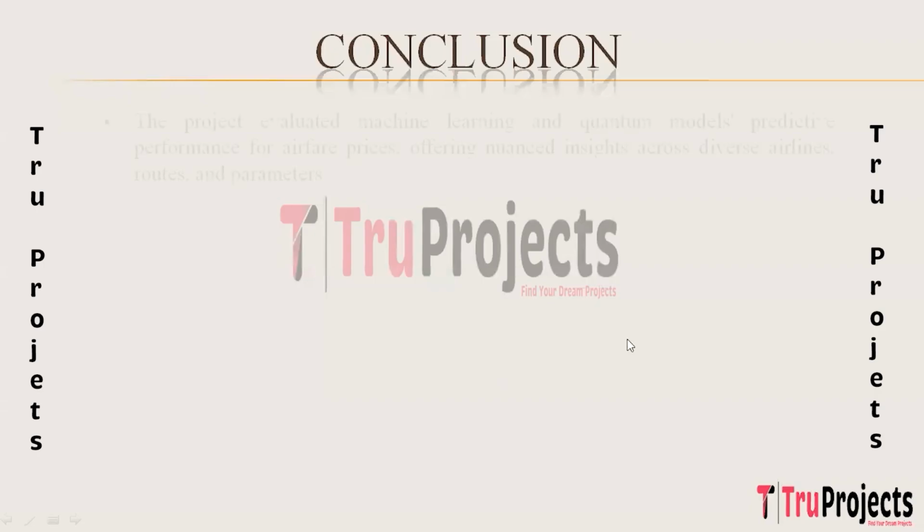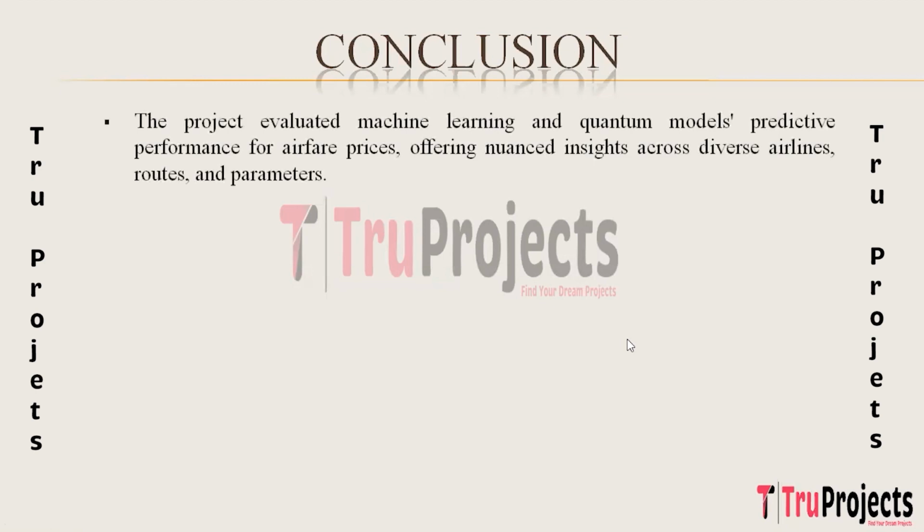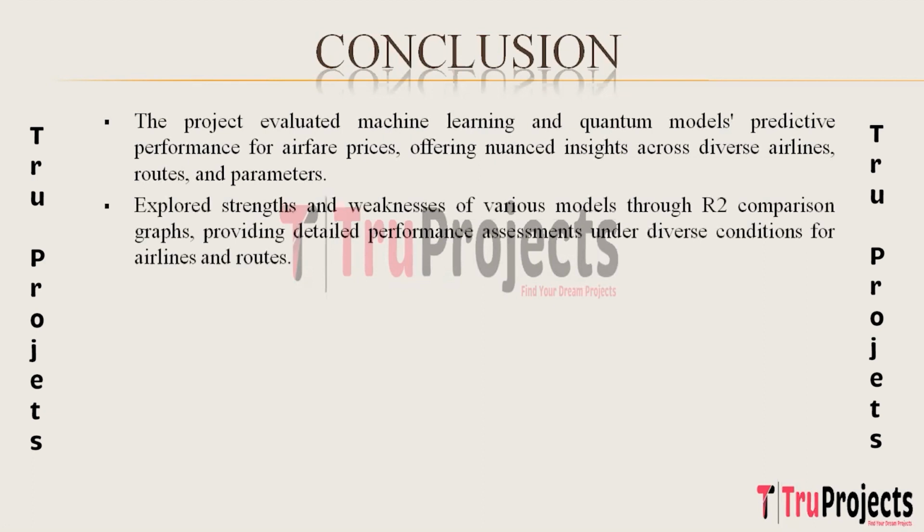So the conclusion here is, the project systematically evaluated the predictive performance of various machine learning and quantum models in forecasting airfare prices. Through comprehensive analysis, the models' effectiveness was assessed across different airlines, routes, and specific parameters. In the first experiment, involving multiple airlines and routes, the project provided valuable insights into the strengths and weaknesses of diverse machine learning models. The R-square comparison graphs offered a nuanced understanding of each model's predictive capabilities under varied conditions.